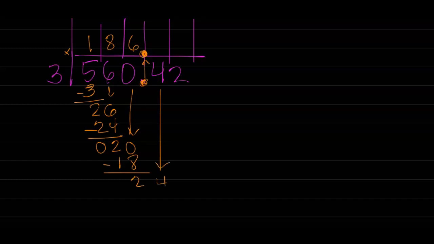Bring down your 4. If you have 24, can you make groups of 3? Absolutely, you sure can. You can make 8 groups of 3. 3 times 8 is exactly 24. We have 0 left over. We have 2. Oh, goodness. Okay, so we can't do that.